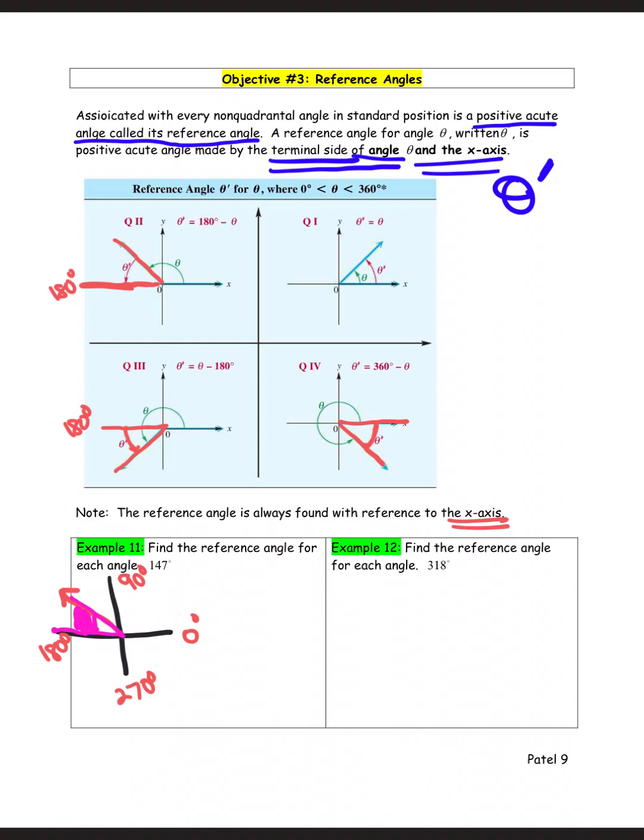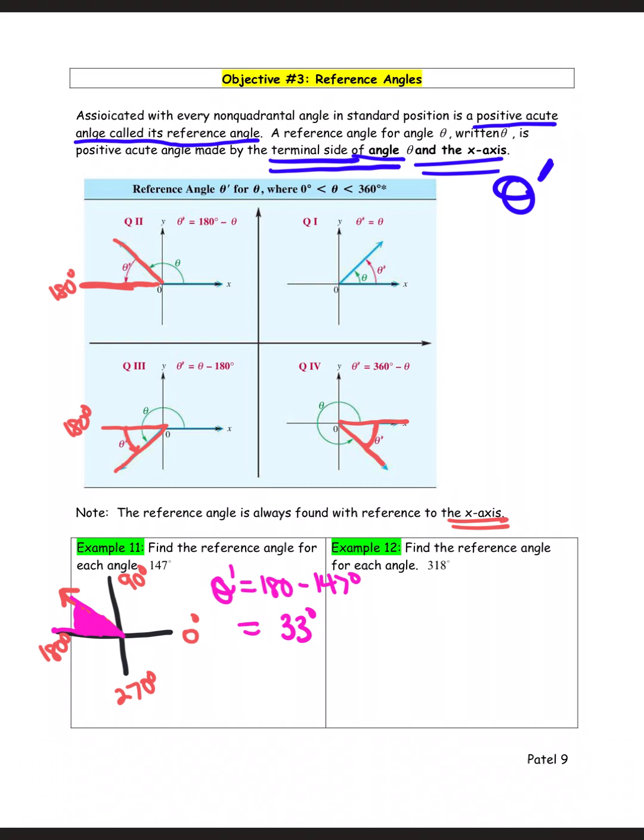So I'm looking for this piece right here. What's this angle right here? Well, to find that angle, we're going to say 180 degrees minus 147 degrees. And that gives me that the reference angle is 33 degrees. So that little shaded region that I did, that piece right there, is 33. This angle right here is 33 degrees.